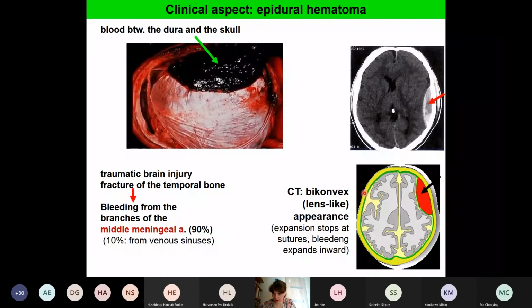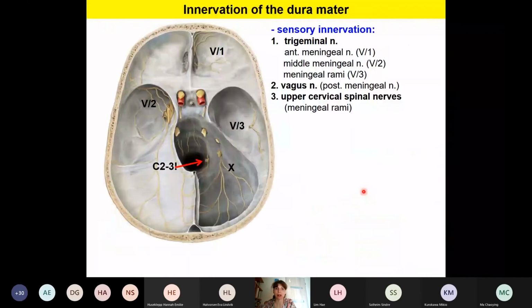so it causes an increase of the intracranial pressure. The dura is innervated mainly by the trigeminal nerve.